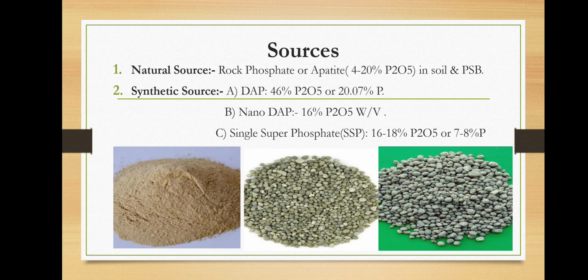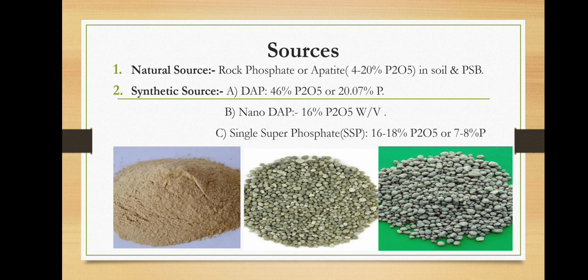20.07% P. Nano DAP contains 16% P2O5 weight by volume. Nano DAP was recently introduced. It contains 16% because of its high efficiency, a low content is enough. Single superphosphate, SSP, is the common word we use. SSP means single superphosphate. It contains 16 to 18% P2O5. If we convert it into P, 7 to 8% phosphorus is directly present in single superphosphate.